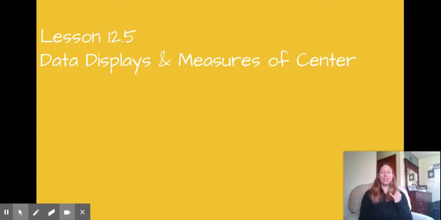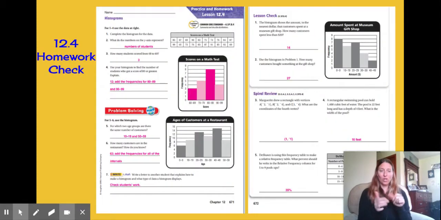This is lesson 12.5, still data displays and measures of center. The first page is for you to check your homework, 12.4.